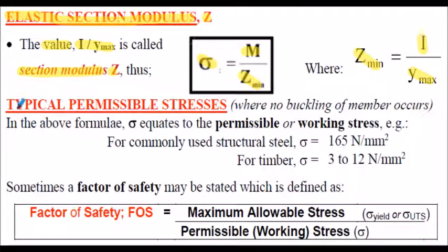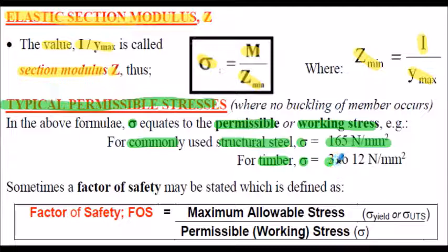Within these calculations, we'll refer to typical permissible stresses. In the formula above, sigma is the bending stress, and within our calculations, we will be given a permissible or a working stress. For commonly used structural steel, the permissible stress is around 165 newtons per millimetre squared. For timber, the permissible stress ranges between 3 and 12 newtons per millimetre squared.